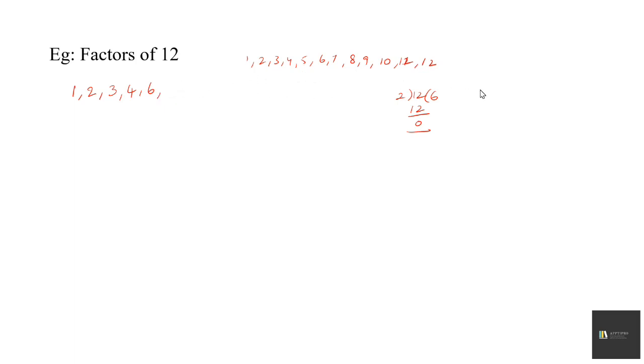Now consider 5. When you divide 12 by 5, you get a remainder which is not 0. So 5 is not a factor of 12. Similarly, 7, 8, 9, 10, 11 are all not factors of 12. And 12 is a factor of itself.